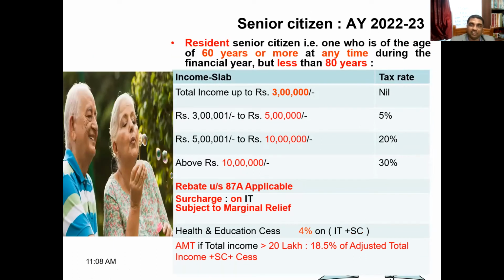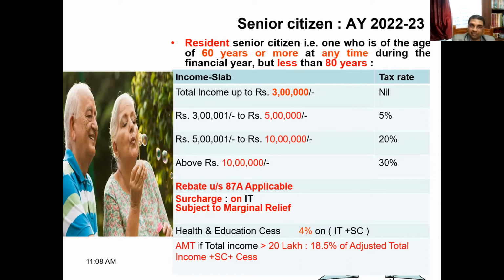Now, next is the senior citizen. That means who is of the age of 60 years or more at any time during the financial year, but less than 80 years of age. Here you see the basic exemption limit moves from 2.5 lakh to 3 lakh rupees. Other things are the same. Rebate is allowed to them if income is up to 5 lakh rupees. Surcharge will be levied when income is above 50 lakh, but the surcharge will be subject to marginal relief. And health and education cess will be 4% of income tax plus surcharge. AMT is also applicable. We'll be learning it at the appropriate time.